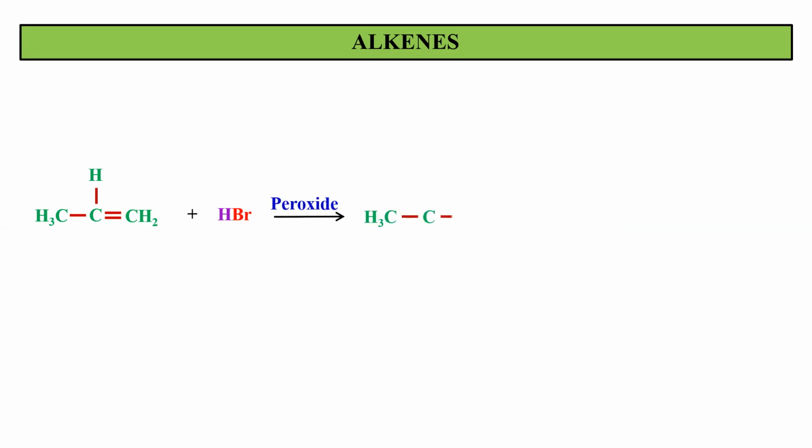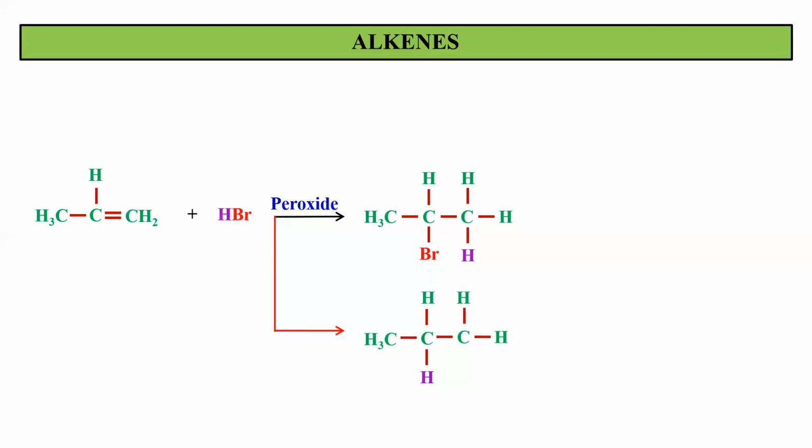You will get CH3, CHBr, CH2, and CH3. This is the first product that you would get. Now, the second product that you can get is if the Br gets added onto the first carbon atom, and in this case, you would get a structure something like this. मतलब पहले वाले केस में आपको मिल गया 2-bromopropane, दूसरे वाले केस में आपको मिल गया 1-bromopropane.